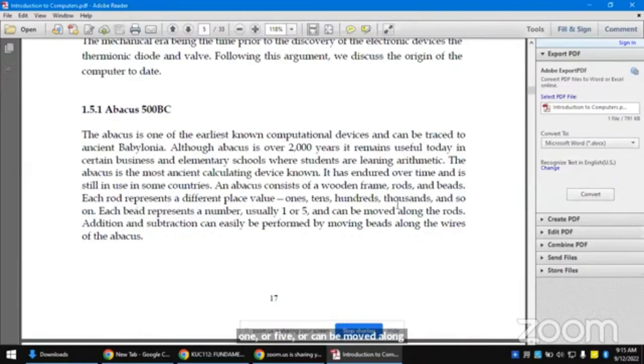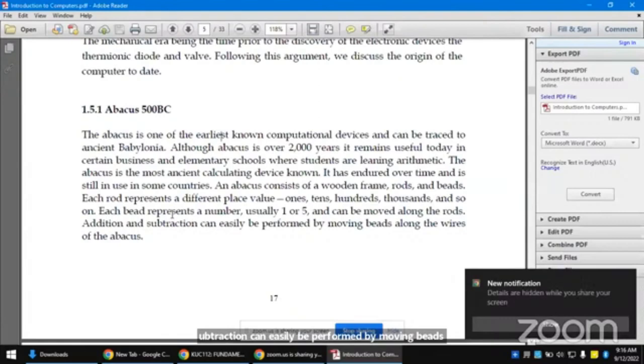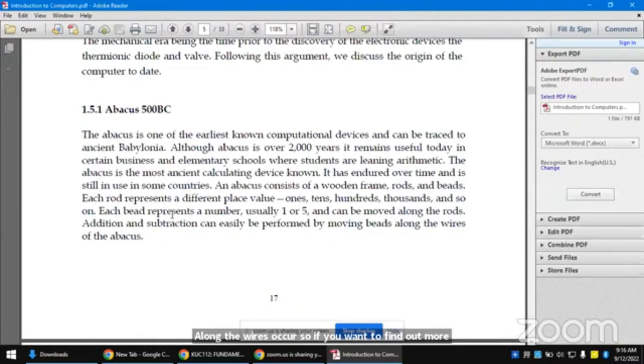Addition and subtraction can easily be performed by moving beads along the wires of the Abacus. If you want to find out more about the Abacus, just go to Google and read about how it operates. You can also go to YouTube, type Abacus and the way it operates, and you will see there are so many videos on that.